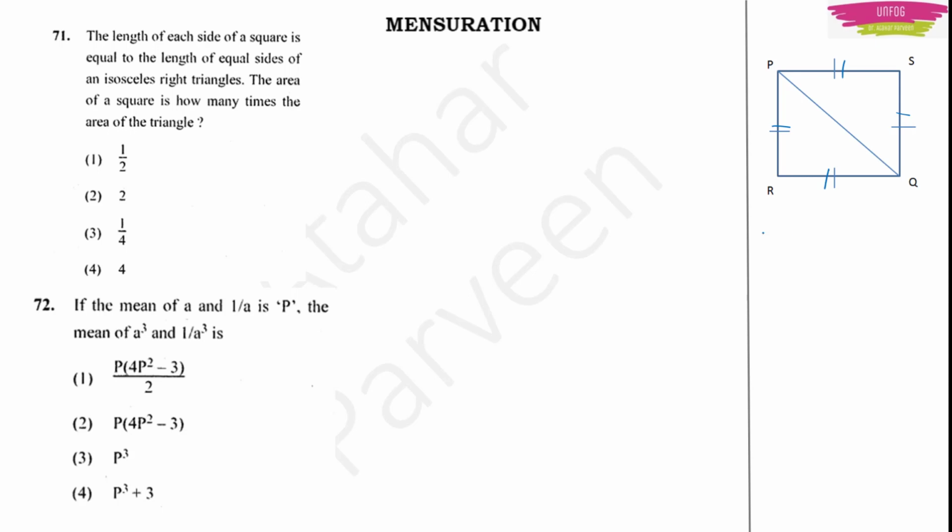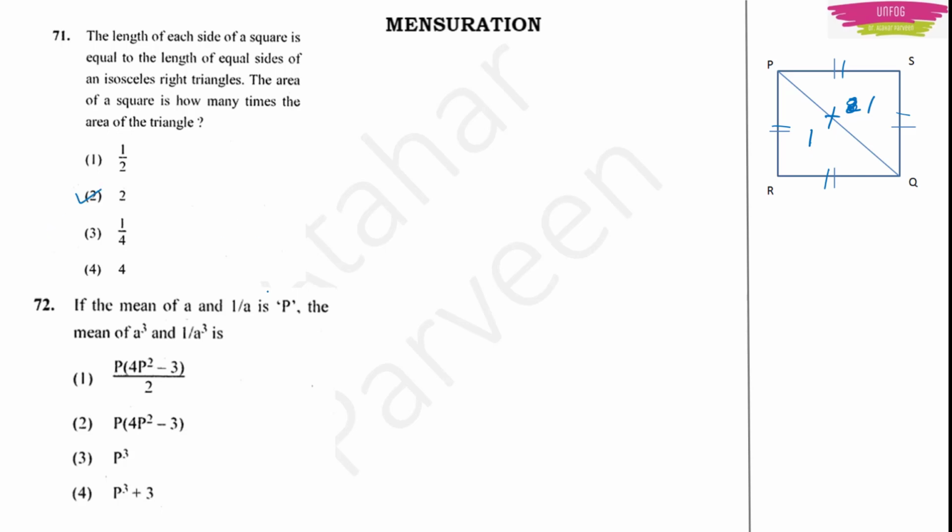You are attaching two triangles, 1 and 2, and making one square. So the area will be double, right? Area of one triangle plus area of the other triangle, so it will be double. So you write 1 here, you will understand, 1 plus 1 will be 2. So option 2 will be the right answer. Okay.